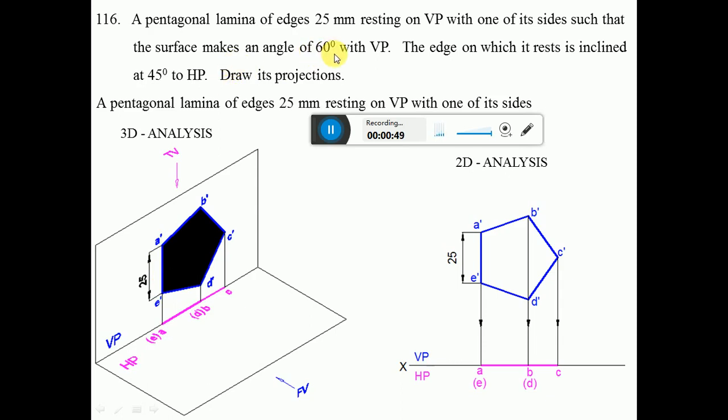Such that the surface makes an angle of 60 degrees with VP. So here, initially we are considering the surface to be parallel to VP. Since the surface is parallel to VP, the surface inclination with respect to the vertical plane is 0. That is why we call it parallel to VP. Once it is parallel to VP, in VP we can see the true shape. If you want to see the image in the vertical plane, we have to look from the front view. Once you look from the front view, you can see the image of a pentagon, all of whose sides are equal, 25 mm, so that you get this initial position. It is parallel to VP.